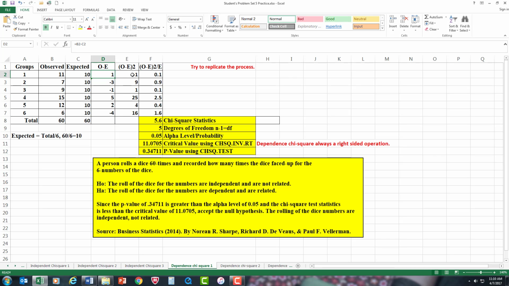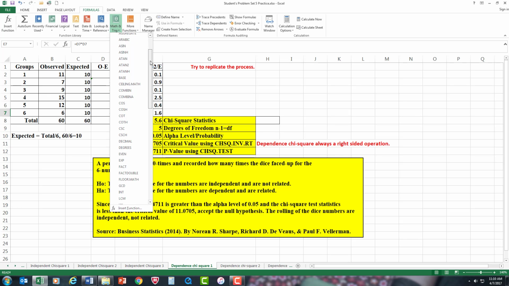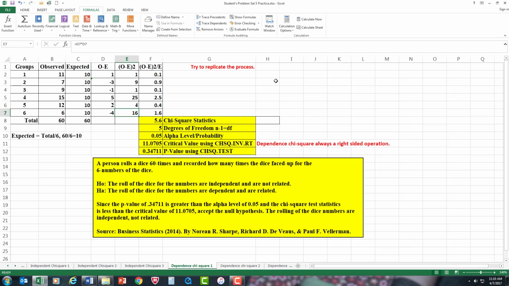Then again, all you do is take the number from this column and square it. And again, a square is just a number times itself. As you can see, I did that for all. And as in other practice problems, I showed you that you can go up to Formulas, go to Math and Trig, and you can see the POWER function right there, and you can use that too.